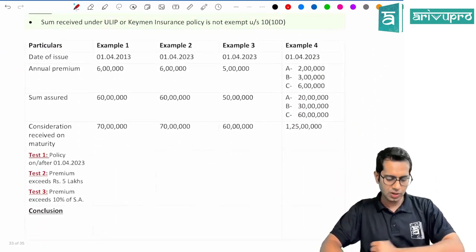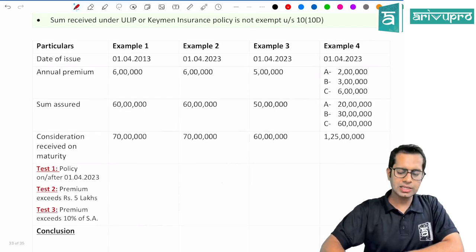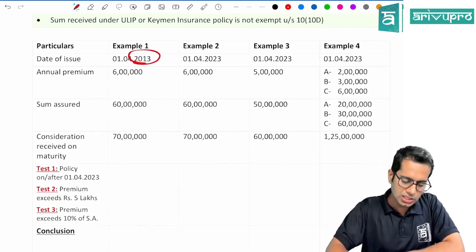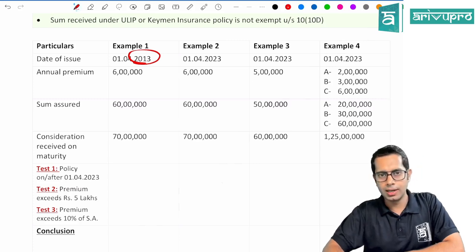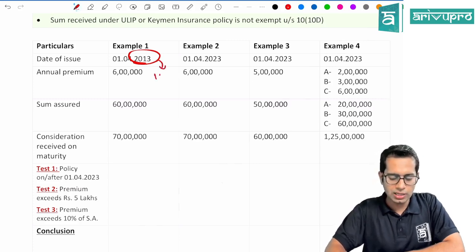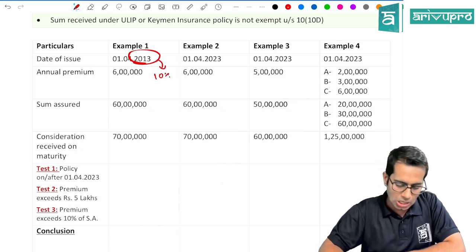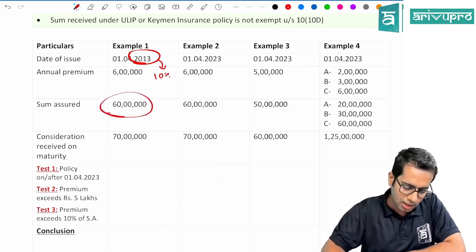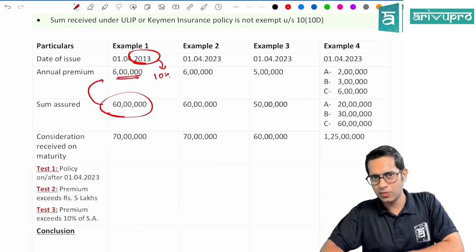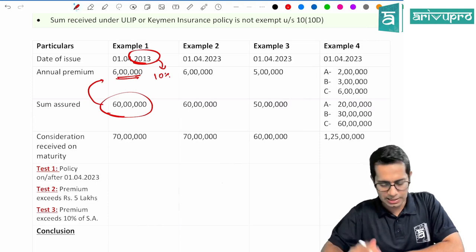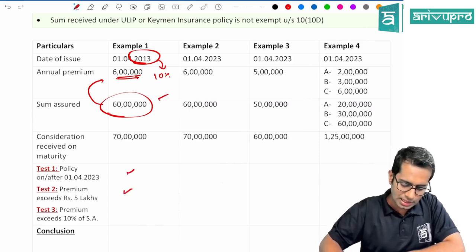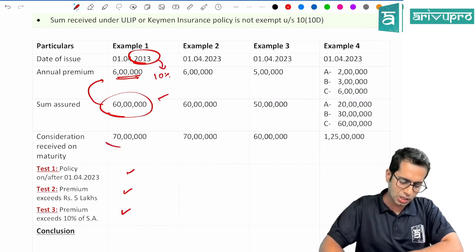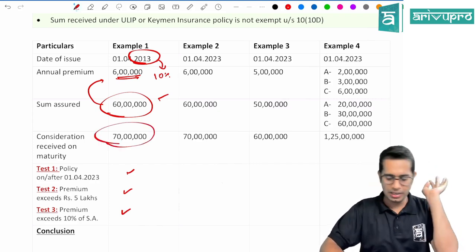It will be taxable. For example, see, in all the cases, when is the policy taken? That is important. Policy is taken on 1/4/2013. So what is the limit? 10%. Sum assured is 60 lakh rupees, and the premium which I am paying is 6 lakh rupees. Is it within that limit of 10%? Yes, it is within the limit. So will I get an exemption? Yes, I will get an exemption. Whatever amount I receive, 70 lakh rupees, completely exempt.